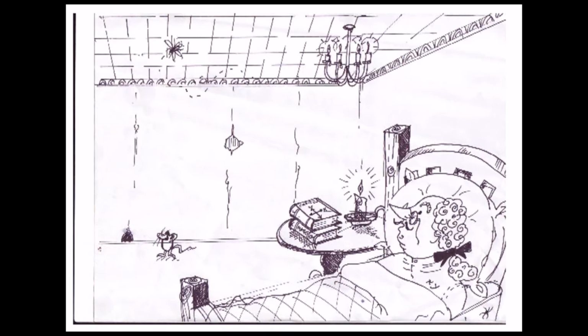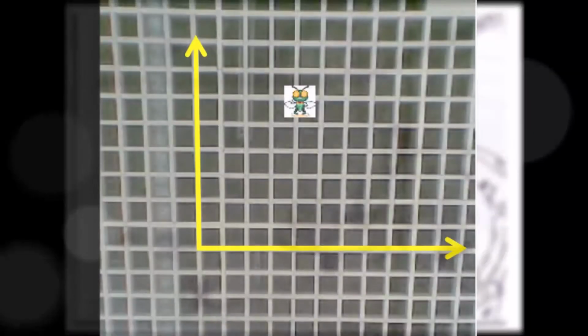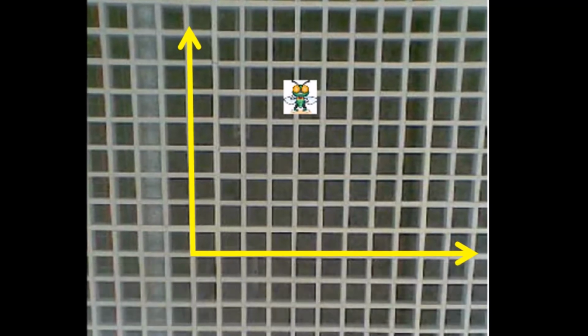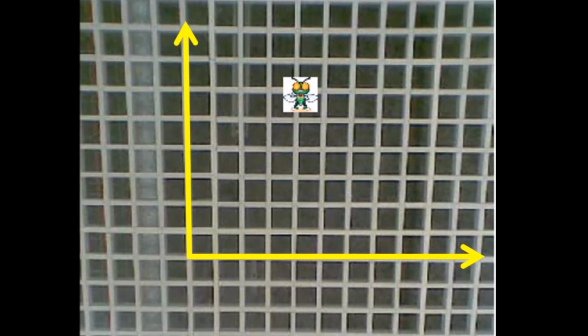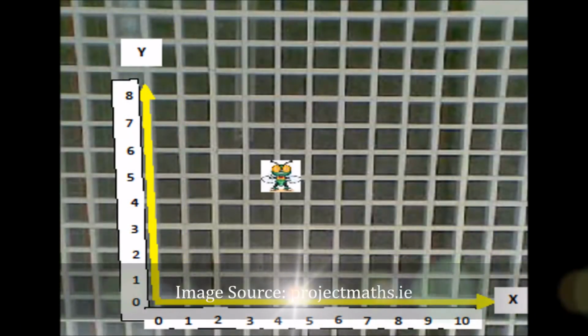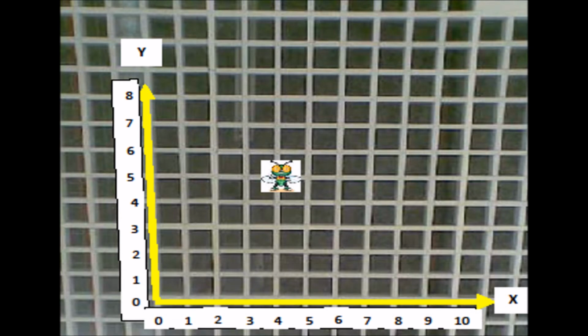So Descartes decided that if he drew two lines at right angles to one another, he might come up with a way to describe exactly where the fly was on this ceiling. Descartes then decided to place numbers on the bottom row. He called this the x-axis. He also placed numbers on the vertical row, and he called this the y-axis. So now he could finally show exactly where the fly was on the ceiling.